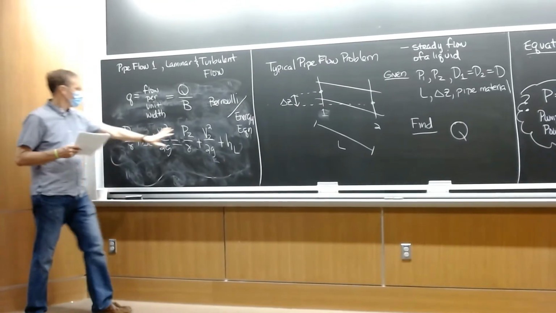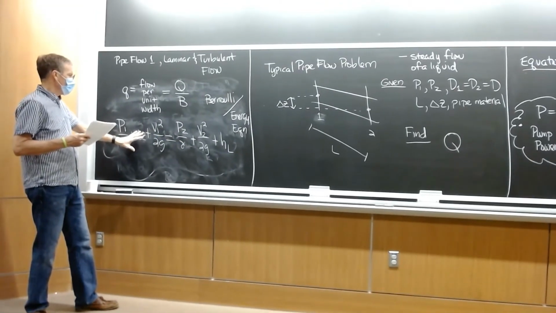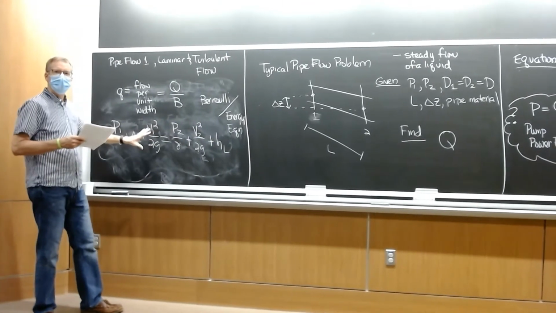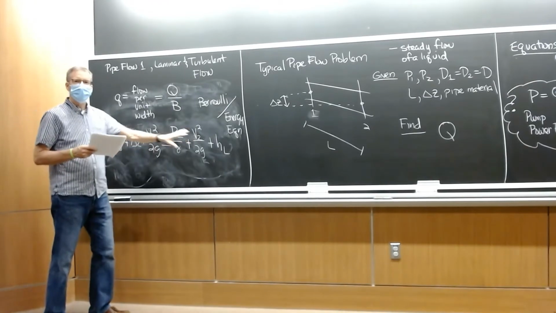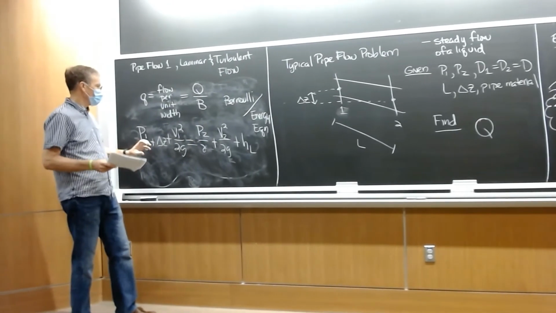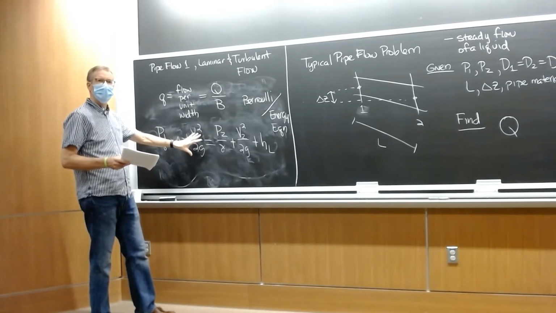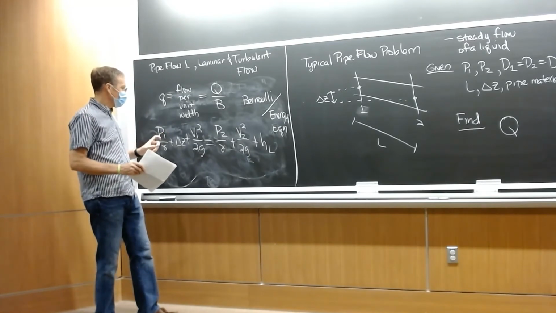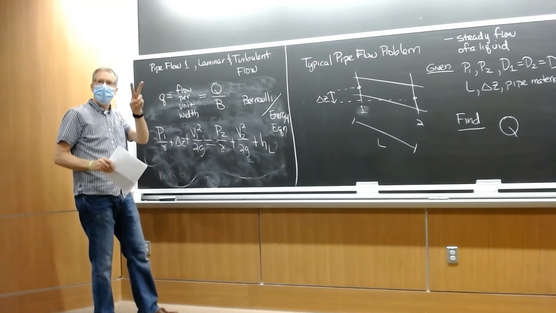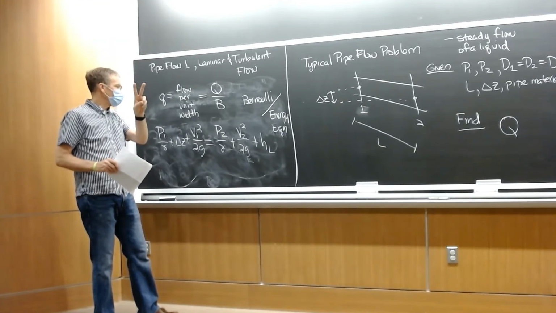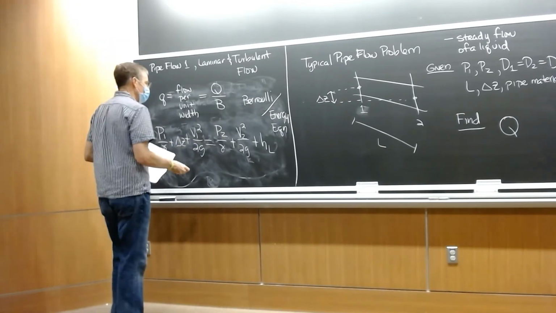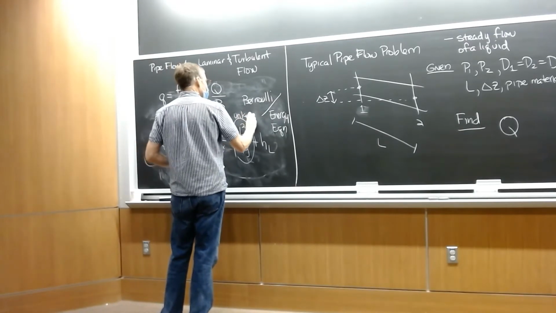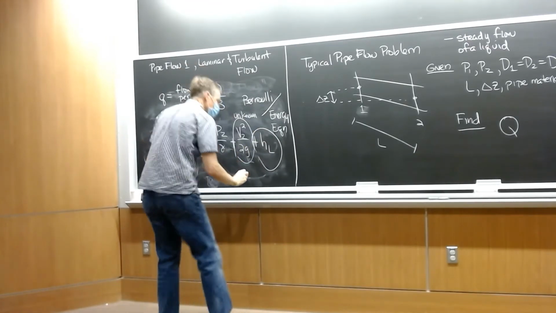We're given this and this, we're given that. Actually, if the pipe diameters are given, then we only need one of these velocities calculated. So let's just assume that only one of these velocities is an unknown, and the other one we get from Q in equals Q out. What you see is that there are still two unknowns here. Let's just say that this is unknown and this head loss term is also unknown.